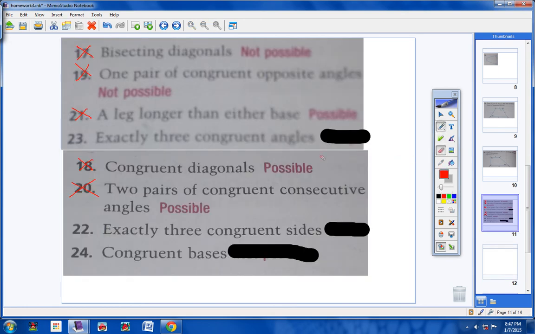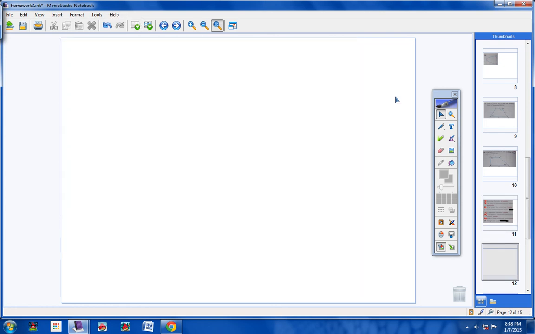Let's move on now to number 23. It says exactly three congruent angles. That is not going to be possible, guys, and let me show you why. Let's say we have an angle here of 60, and an angle here of 60, and an angle here of 60. That's 180. So this angle right here would have to be 180 degrees. That's not possible. Let's make these angles a little bigger. Let's go with 80. Say I've got 80, 80, and 80 degrees. That's 240 degrees. So this angle here has to be 120.